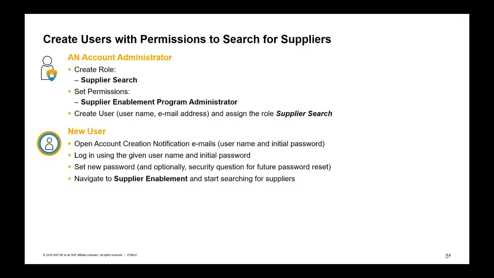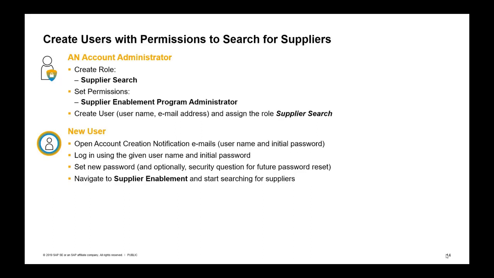So this is a summary of the steps for creating users within the Buyer Ariba Network account. First, the Ariba Network Account Administrator creates a role, for example, Supplier Search. Then sets the permissions, Supplier Enablement Program Administrator, creates the user, specifying username and email address, and immediately assigning the role Supplier Search to it.